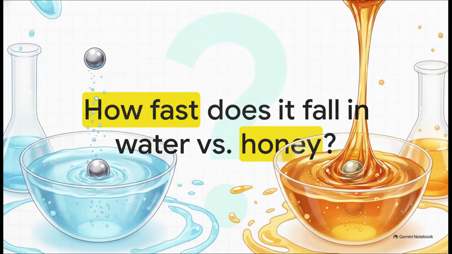Picture this. You're standing in a laboratory, and on the table right in front of you are two clear glass bowls. One is filled with ordinary water, and the other is filled with thick, golden honey. Now, if you drop a small metal ball into the water, you already know exactly what happens, right? It sinks to the bottom almost instantly. But if you take that exact same metal ball and drop it into the bowl of honey, we instinctively know the ball falls much, much slower. The honey is literally fighting back. It's offering a significantly higher resistance to the motion of that ball.